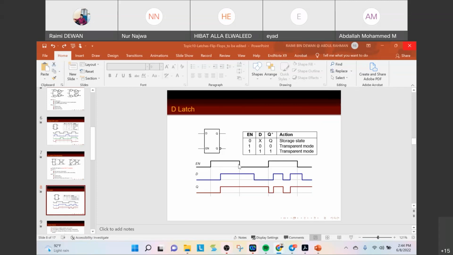Then if you have 0 here, it will perform the storage state, where it just follows the previous output. This is the previous output, so it just does the same here, because in this situation it is a storage state, and so on. Make sure you understand the operation, otherwise it'll be challenging to fill out the timing diagram.